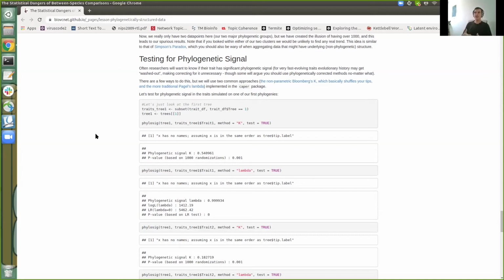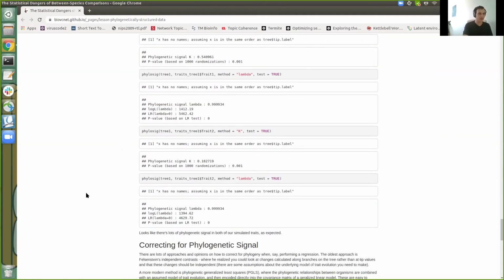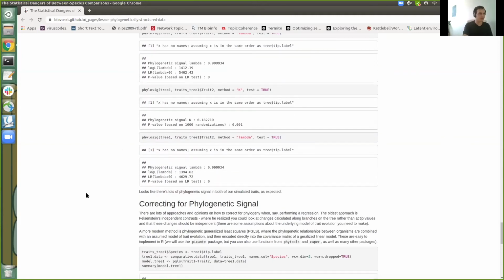There are ways to test statistically for how much phylogenetic signal is in a trait. I give you an example of two using the phylosig function in the caper package. One's a non-parametric method, Blomberg's K, where you basically shuffle the tips of the tree. And then there's Pagel's lambda, which is a more traditional method that is parametric, I believe. I need to go back and read that.